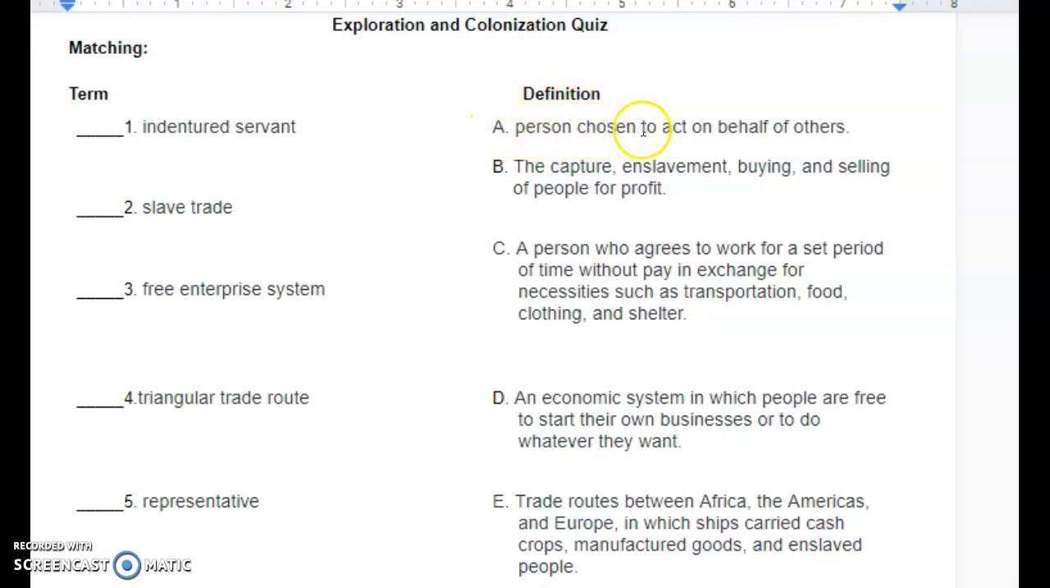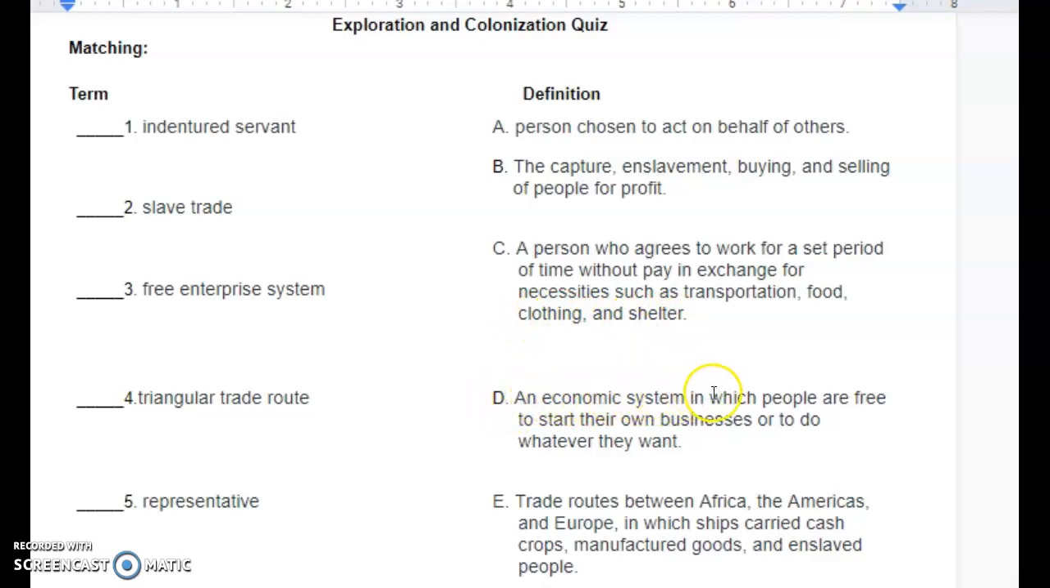A, a person chosen to act on behalf of others. B, the capture, enslavement, buying, and selling of people for profit. C, a person who agrees to work for a set period of time without pay in exchange for necessities such as transportation, food, clothing, and shelter.